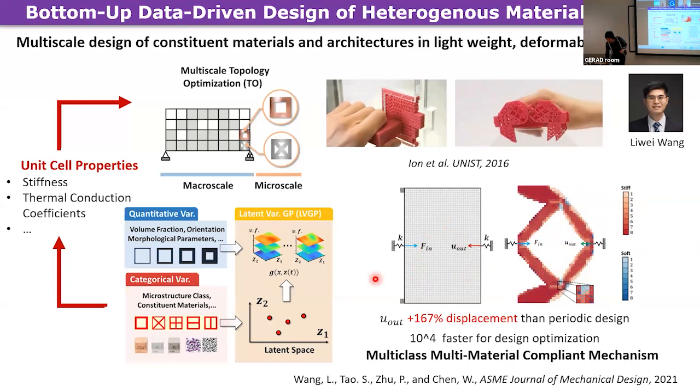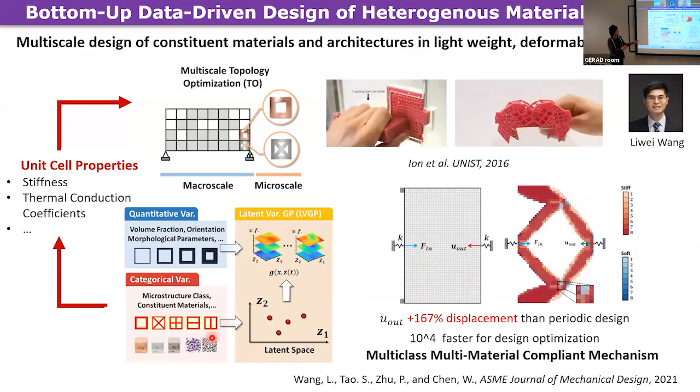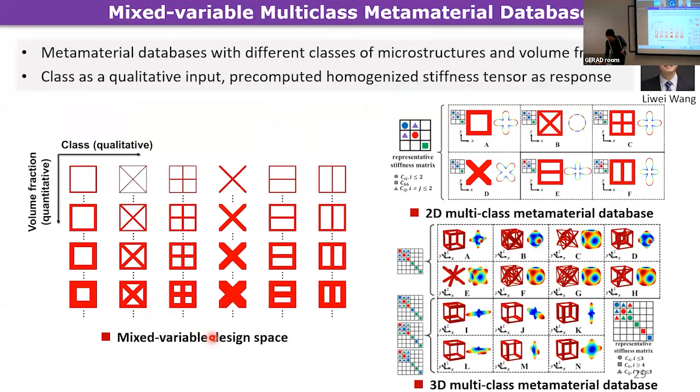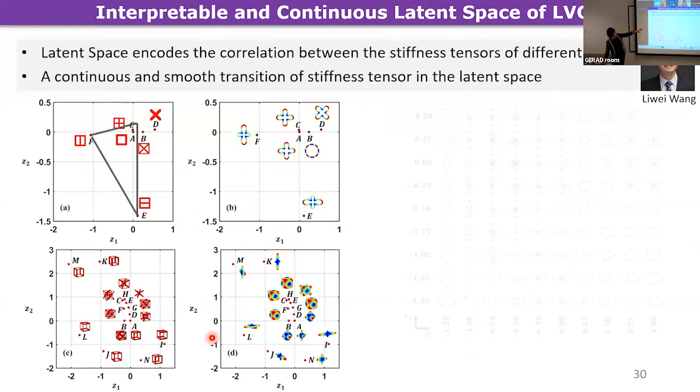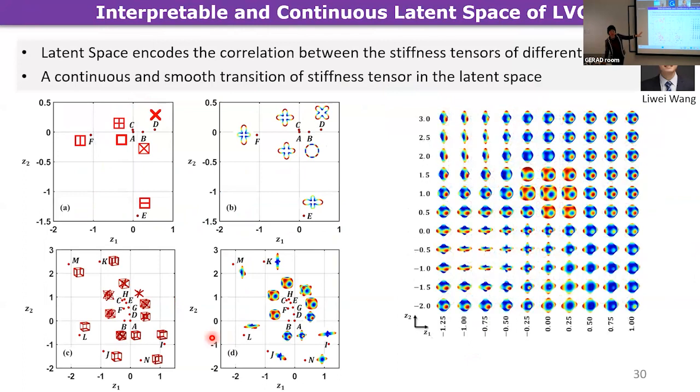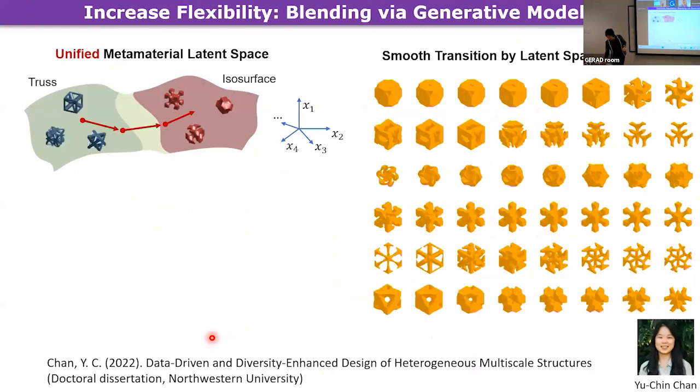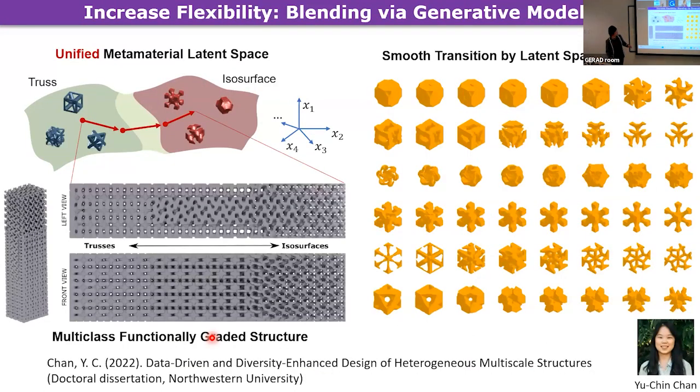Okay. So here you can imagine we're building a library of different classes of architecture and material, and build this LVGP model, the latent variable GP model, together with volume fraction as a continuous variable. So this is the data set. And the latent space tells us how similar or different these architectures are with respect to the impact on the property. And for increasing the flexibility, this is where we use generative modeling.